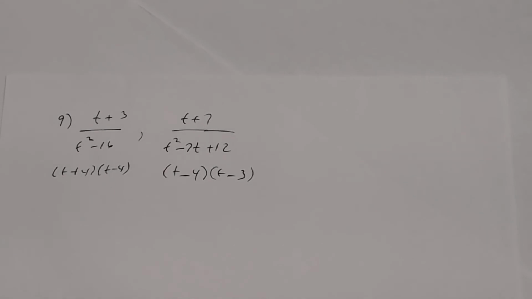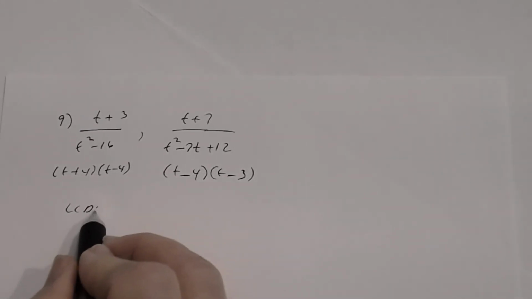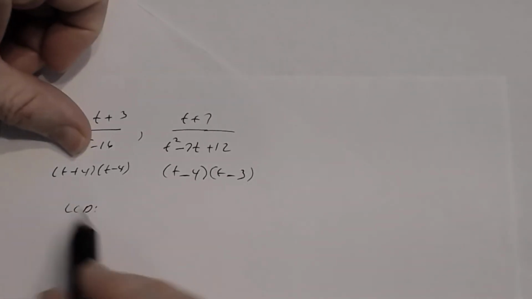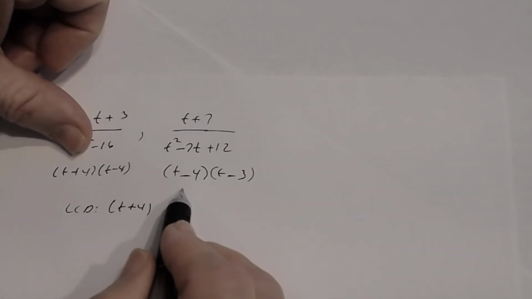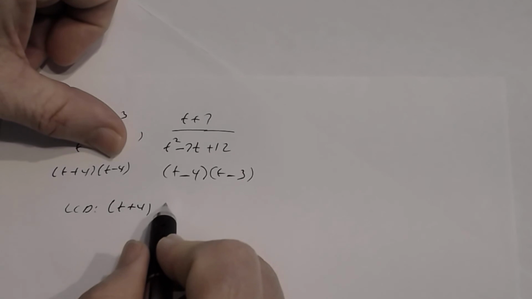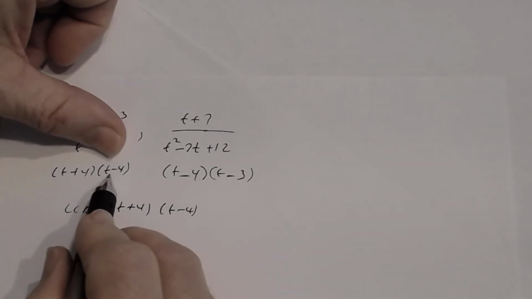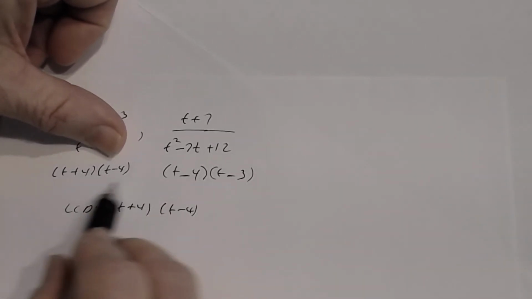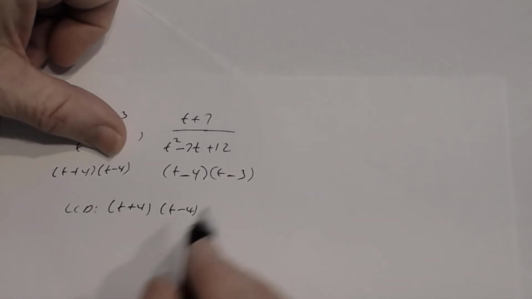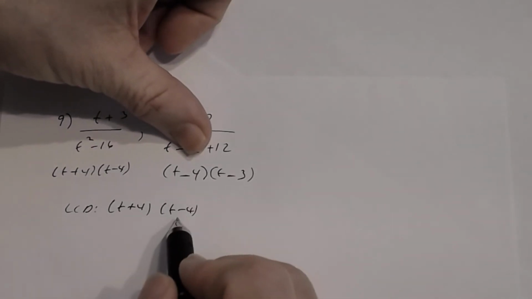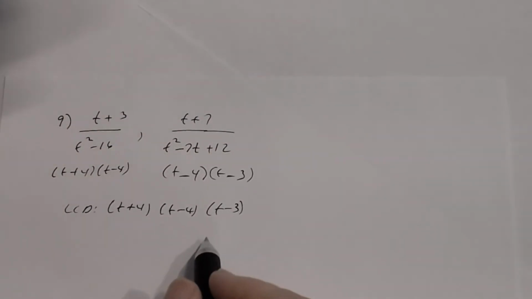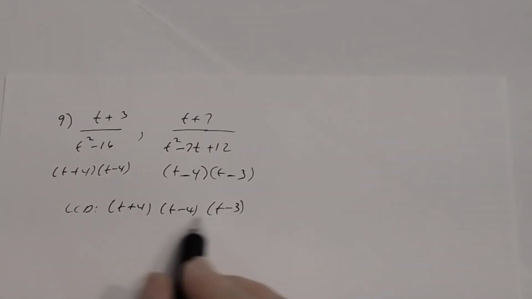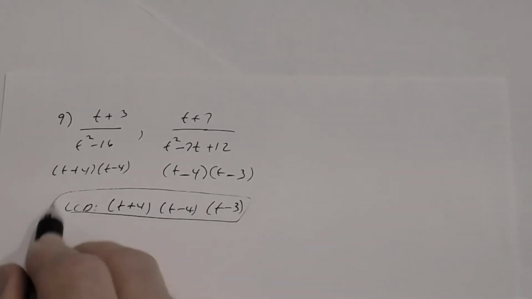Okay. So therefore, my LCD, you also know now how to find the LCD. I need a t plus 4, and I just need one of them because there's one here, none here. Next one I see is a t minus 4. I just need one because there's one here. I already have the t minus 4. The next one's a t minus 3. So I have to use it, and just need one. So there's your LCD. So now you're going to write equivalent fractions.